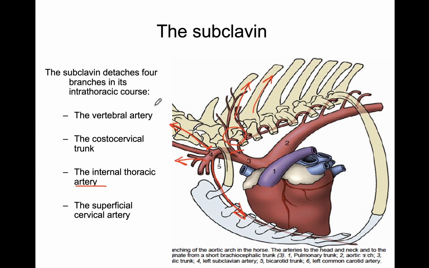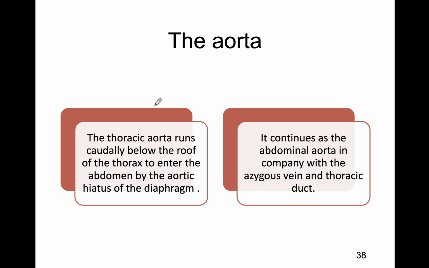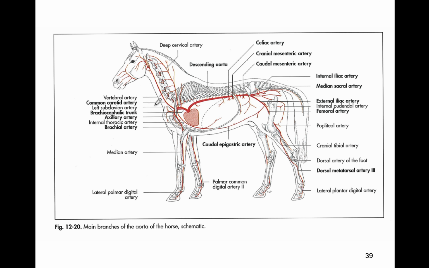One important thing: we have right and left subclavian. For each of these subclavian, we have 4 branches. We have the vertebral, costocervical, internal thoracic, and finally we have the superficial cervical artery. For the aorta, I said that we have the descending aorta. We said we have a thoracic portion and we have an abdominal portion. The thoracic is going to supply the structures found inside the thoracic region, whereas the abdominal aorta is going to supply structures found in the abdominal region.